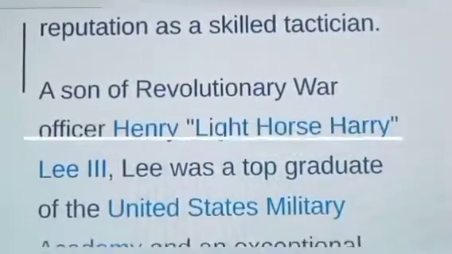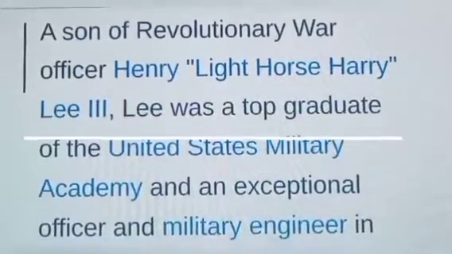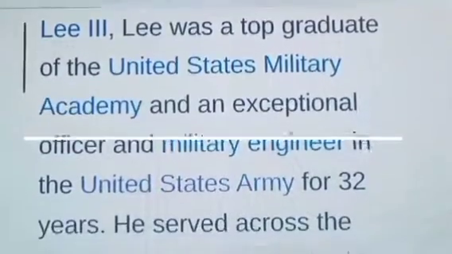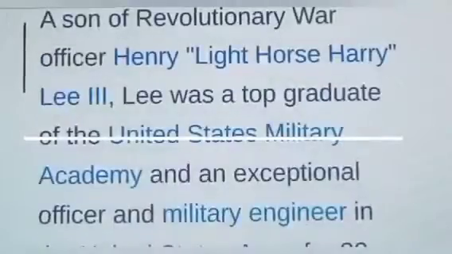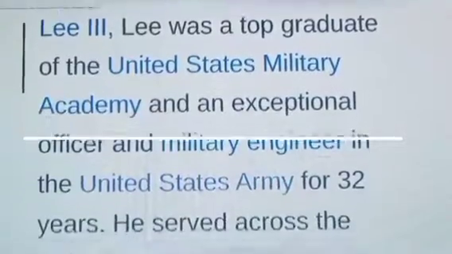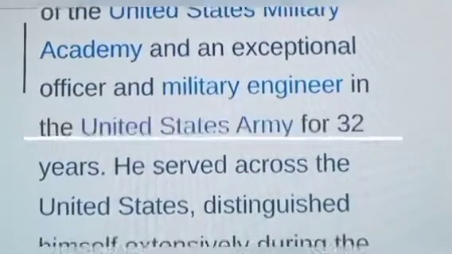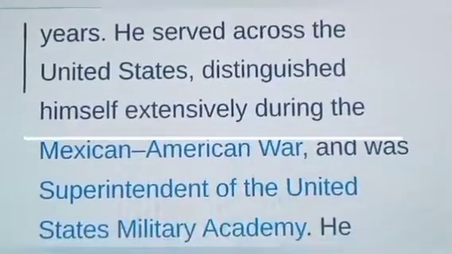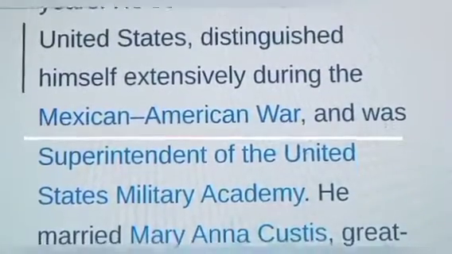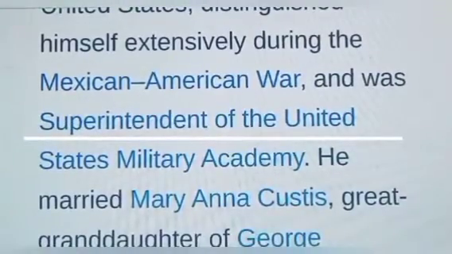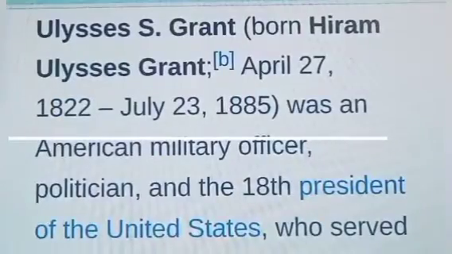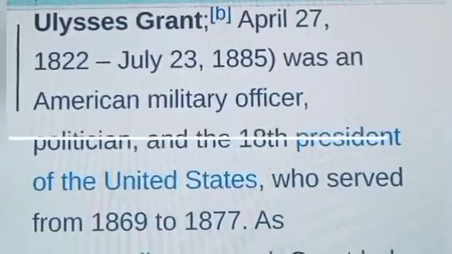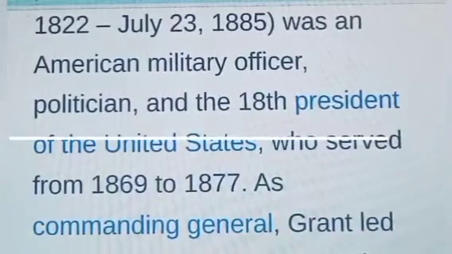A son of a Revolutionary War officer, Henry "Light-Horse Harry" Lee III, Lee was a top graduate of the United States Military Academy and an exceptional officer and military engineer in the United States Army for 32 years. He served across the United States, distinguished himself extensively during the Mexican-American War, and was superintendent of the United States Military Academy.